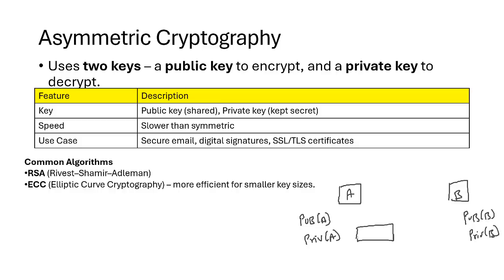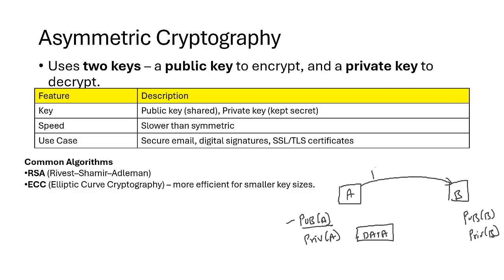So let's take an example. This is my data, and I want to send this data. If I use my public key to encrypt, I have to use my private key to decrypt. The same applies for B also. But I want to make sure this data is only read by B.